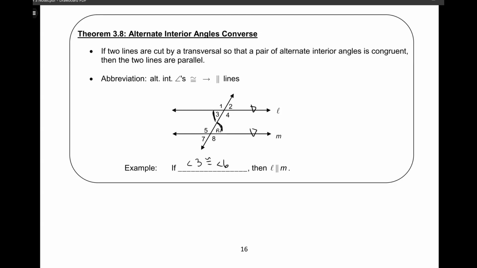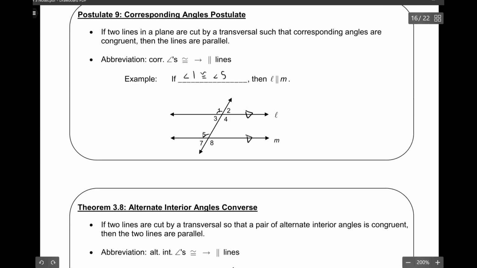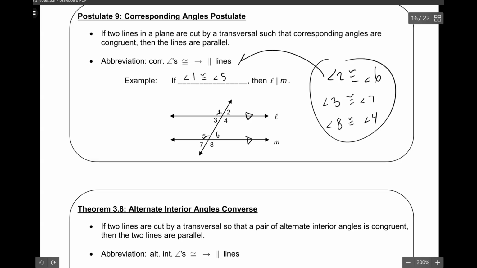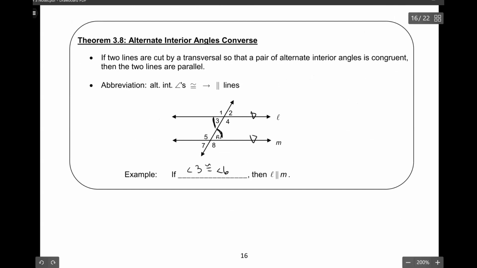You could have said, you know, angle 4 and angle 5. Up here, there are 4 pairs of corresponding angles instead of angle 1 and 5. Other options up here would include angle 2 and angle 8. Sorry, where does angle 6 go? I was looking at the wrong guy. Angle 6, angle 3 is congruent to angle 7, angle 8 is congruent to angle 4. Any of these options could have gone in there. Same way here, I could have chosen angle 4 and angle 5 to go in here.